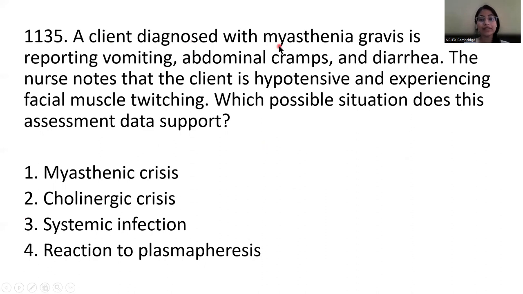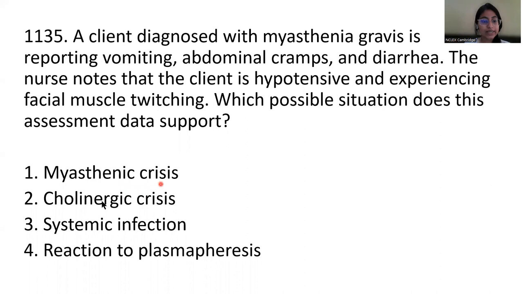A client diagnosed with myasthenia gravis is reporting vomiting, abdominal cramps, and diarrhea. The nurse notes that the client is hypotensive and experiencing facial muscle twitching. Which possible situation does this assessment data support? Options are myasthenic crisis, cholinergic crisis, systemic infection, reaction to plasmapheresis.